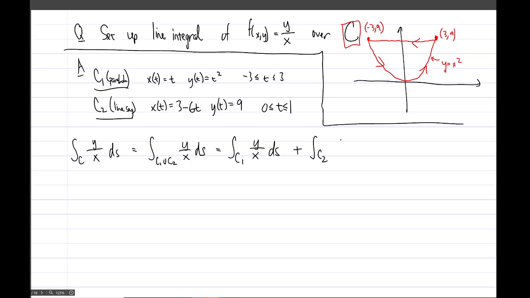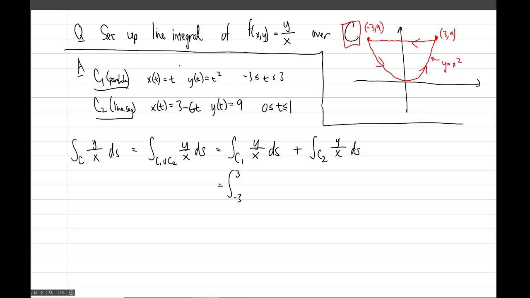Integral over c sub 2 of the function y over x ds. That's all we're going to do. Okay, so if we set up the first integral, it's an integral where t goes from -3 to 3 of y over x. Well, y is 9. Oh, sorry, I'm using the wrong one. We've got to use this.